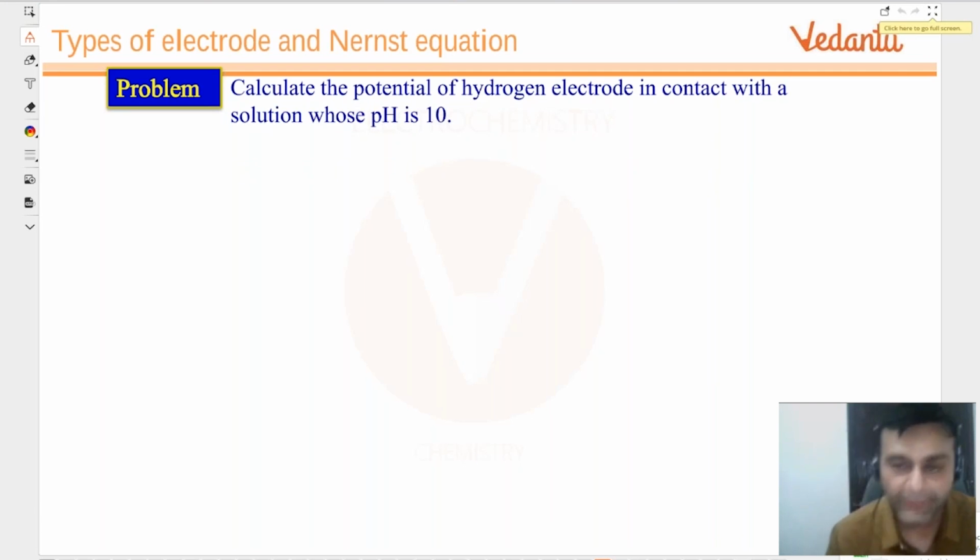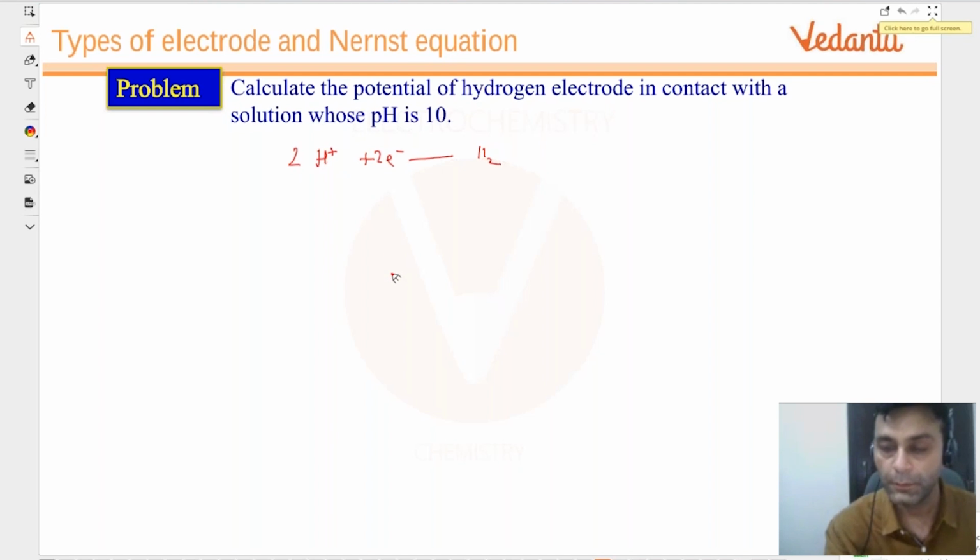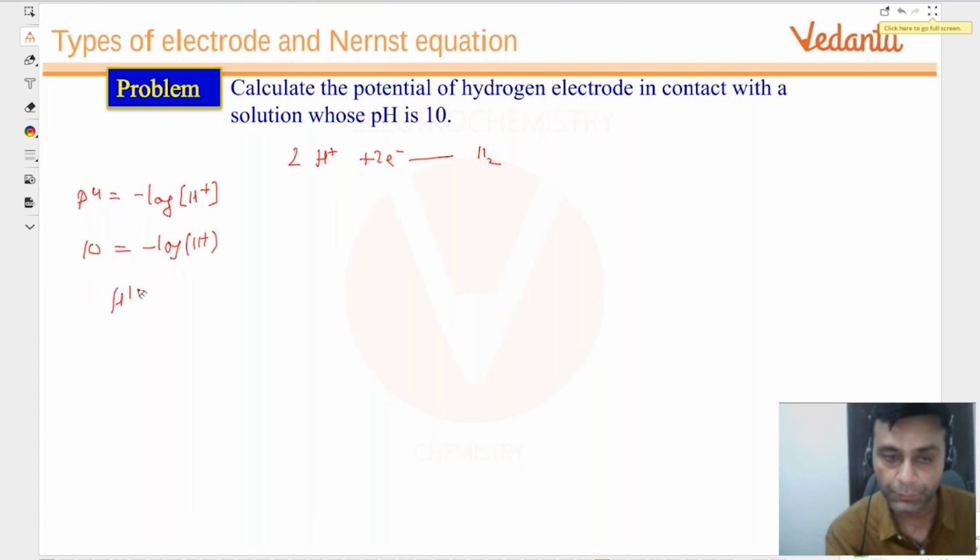This is a slightly different question. Practice upon this. Calculate the potential of hydrogen in contact with its solution whose pH is equal to 10. So basically, it's the H positive ion gaining electron and becoming H2. And when I say pH is given to you, that means negative logarithm of H positive ion concentration. Right? pH value is equal to 10 is given to you. It means the H positive ion concentration is equal to 10 to the power minus 10 molar.